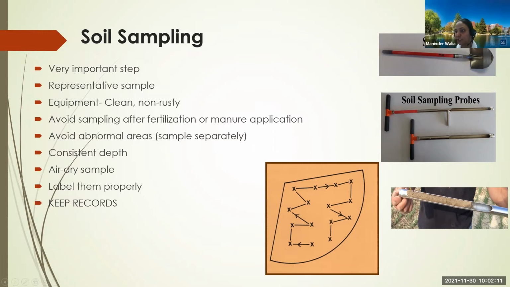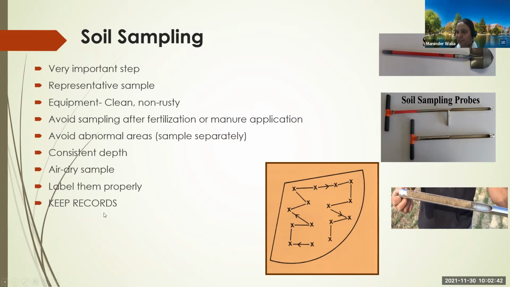Another important part for the analysis is to label them properly. Label the bag with the required information such as name, location, area, previous crop, the important collection date when you collected the sample, and the depth. And this information will help with the analysis and also help to generate the recommendations for the following crop.